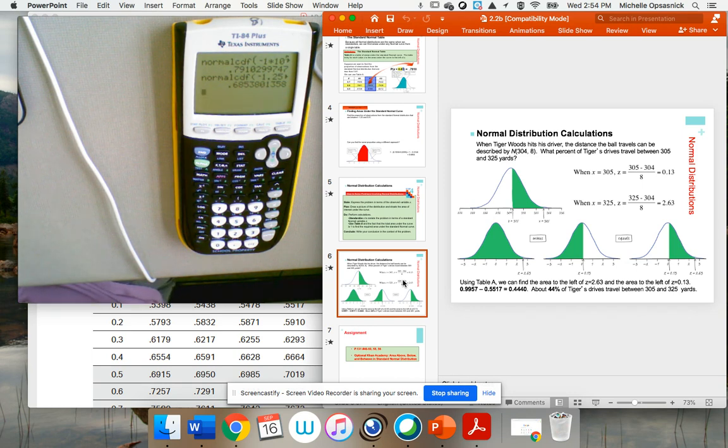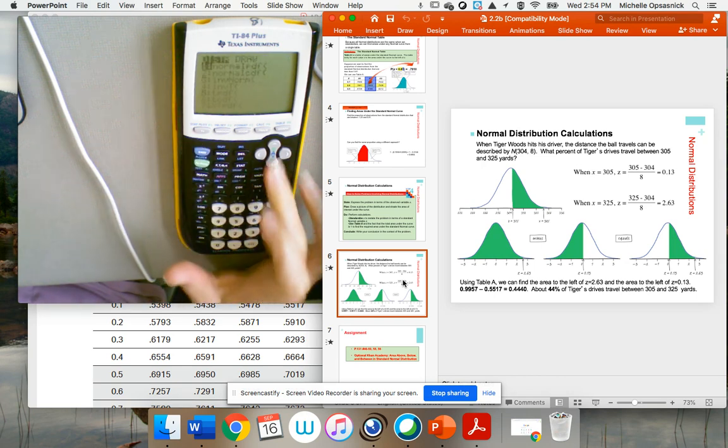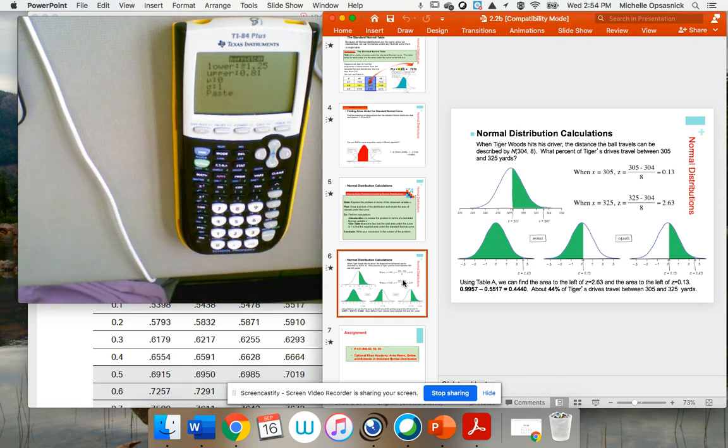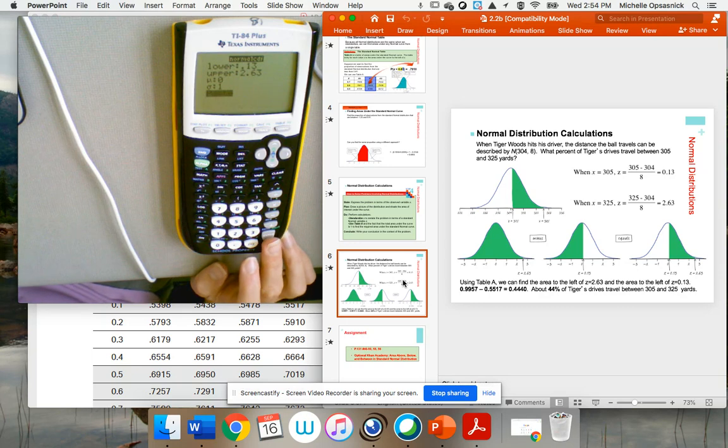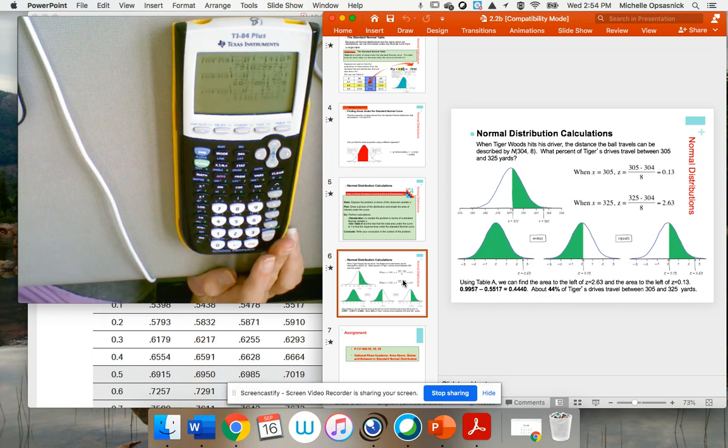We're looking for the area between the 0.13 and the 2.63. So we can go back in and do that just like the last example. We've got a lower bound of 0.13, upper bound of 2.63. Mean and standard deviation are 0 and 1 since those are z-scores. That gives me that 0.444 that we saw in the notes.